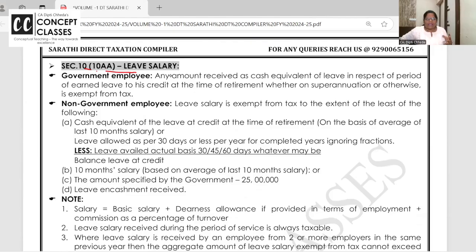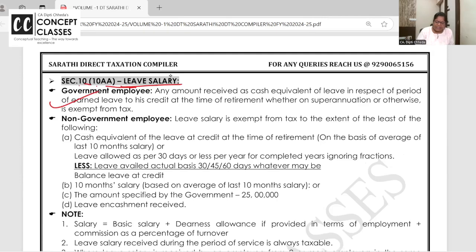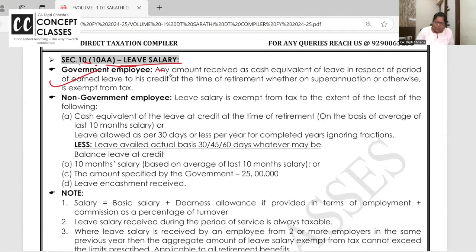When the employee works in an organization, they get some leaves which are paid, which are accumulated. So when he is leaving the organization, you have to check government or non-government employees. Government employees getting leave salary under section 10AA, fully exempt. Non-government employees, cash equivalent of the leave at credit on the basis of last 10 months salary. Okay. So leave allowed is 30 days per year. Ma'am, but my company is allowing 45 days leave per year, 60 days per year. Aapki marzi. Your company is very happy with you. Let it be. We will allow 30 days per year, ignore fraction.